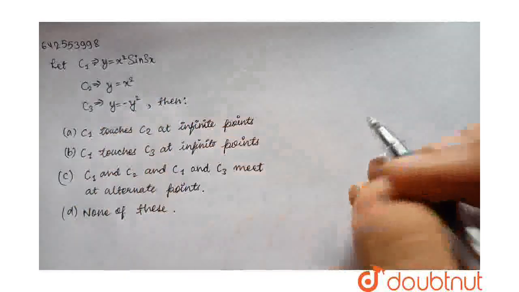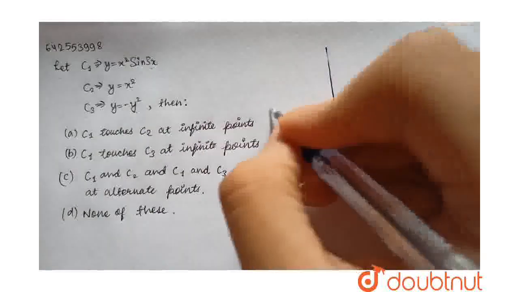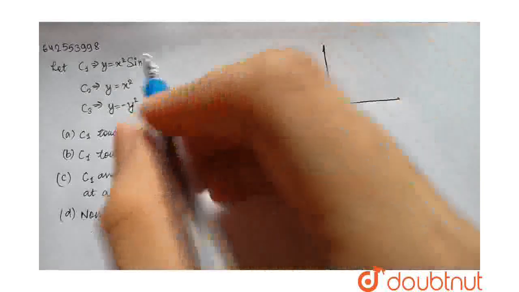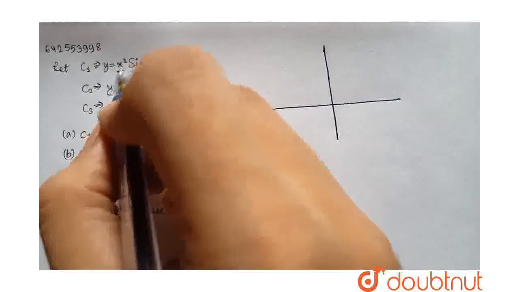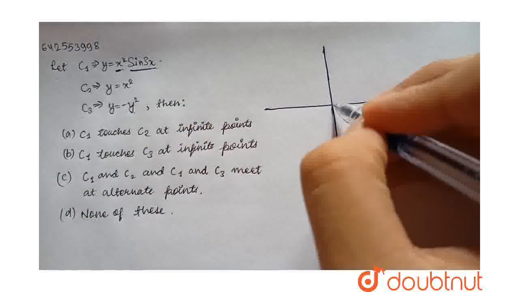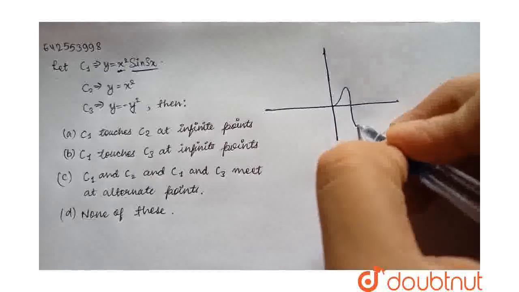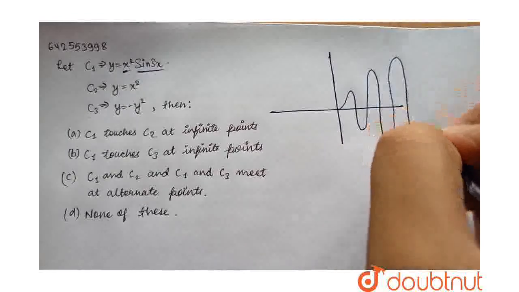So first let's sketch the graphs. That is, we will draw the graphs of these curves. Okay, so y equal to x square sin 3x: x square increases and sine oscillates between -1 to 1. So the curve would be something like this. It would be increasing as well as oscillating.